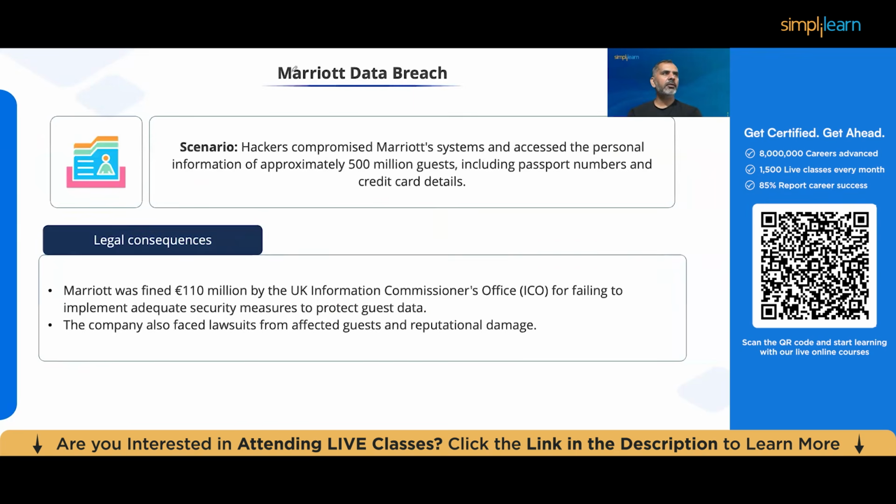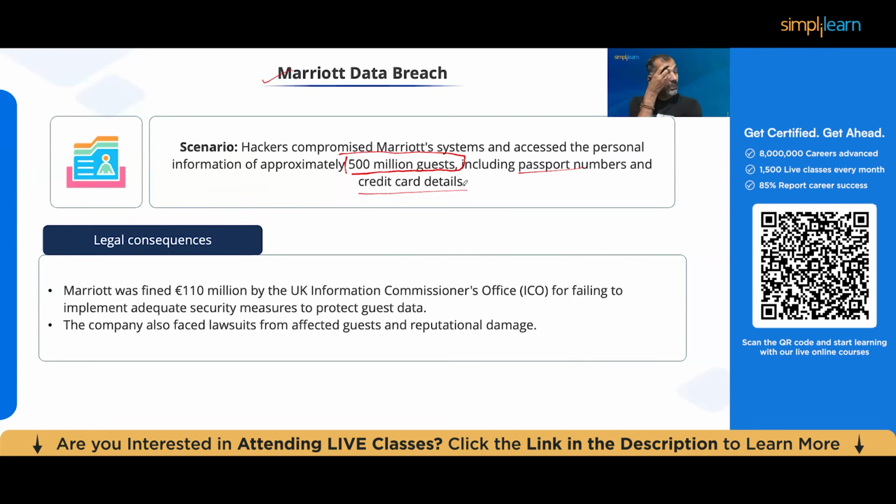The second one is Marriott. We all know about the Marriott Hotel series, guys. This was not intended, but some hacker compromised the Marriott system and accessed the personal information of approximately 5 million guests, including their passport numbers, credit card details, and all these things. So this is like the biggest personal data breach, I would say.